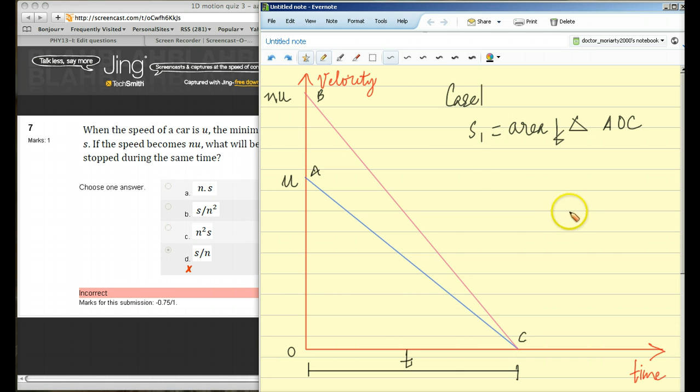If you take case 2, that is the pink line, then S2, the distance covered, is going to be the area of triangle OBC. Okay, and what you've got to really do is compare these two areas, because they represent the distances, and see what the relationship is. This should help you solve the problem. Let me know if you still have trouble.